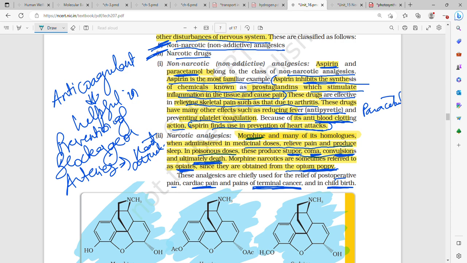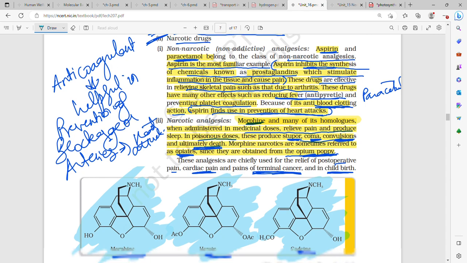Some of these drugs are also effective in other ways, such as reducing fever. That is called antipyretic. So reducing pain is analgesic, and reducing fever is antipyretic. They also prevent platelet coagulation, so they are anticoagulants, and they reduce the risk of heart attack. Examples are aspirin and paracetamol.